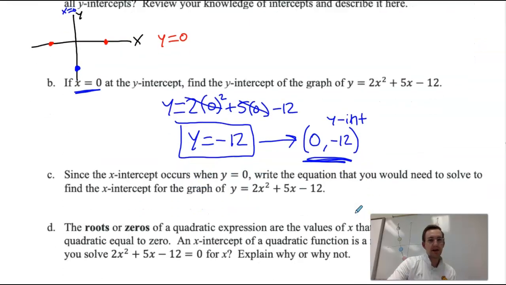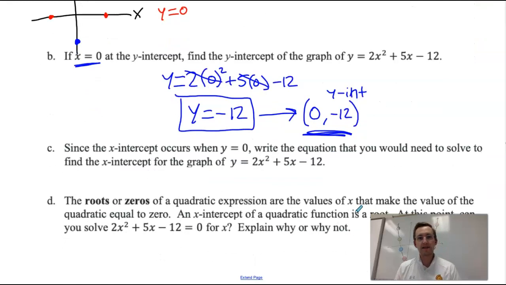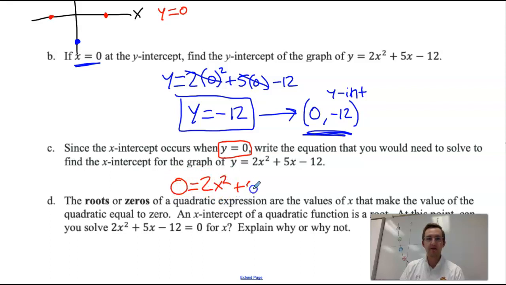So since our x-intercept occurs when y is equal to 0, write an equation that we would need to solve in order to find the x-intercepts for the graph of y equals 2x squared plus 5x minus 12. So now when we want to know what x is when y is equal to 0, what we got to do is write an equation where basically y is equal to 0 and solve for x. So that equation would be 0 is equal to 2x squared plus 5x minus 12. So we would have to solve for x for both of these.